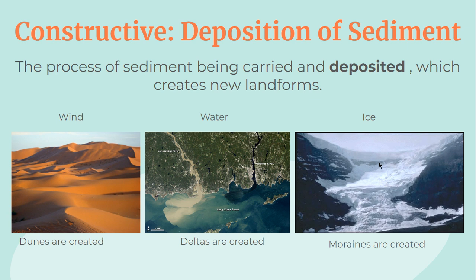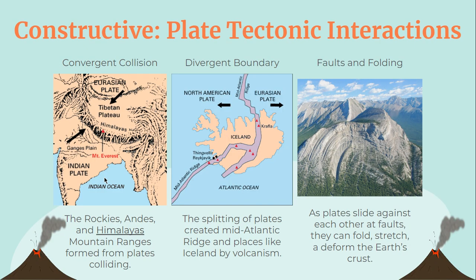Ice can do this too, because as glaciers slide down mountains, they bring rocks and debris with them so they can create moraines at the bottom of a hill or a mountain. And of course, everyone knows what sand dunes look like. As wind blows sand, it ends up somewhere, so these dunes can be built up that way.